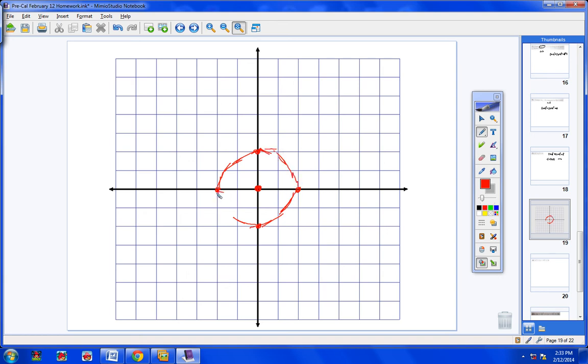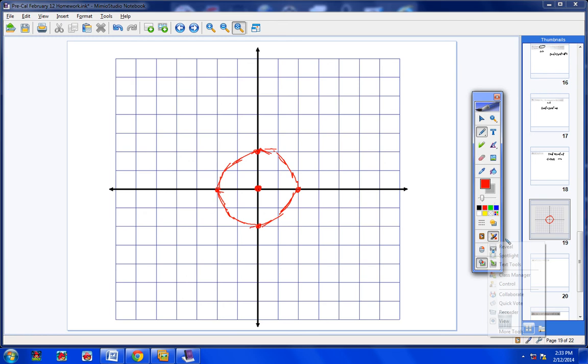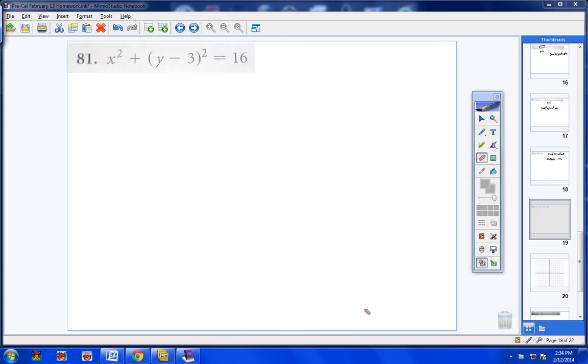Alright, so there's the circle, and not too difficult. And let's move on now and look at the next problem. Okay, moving on now to number 81.